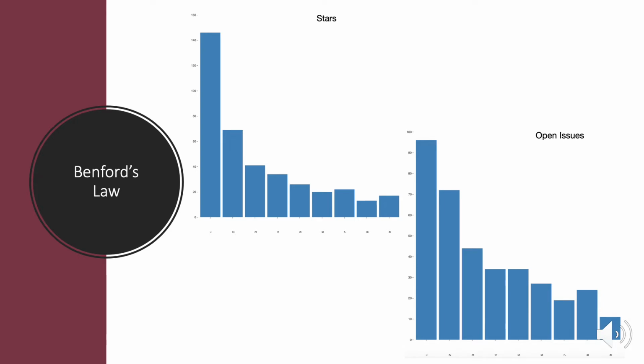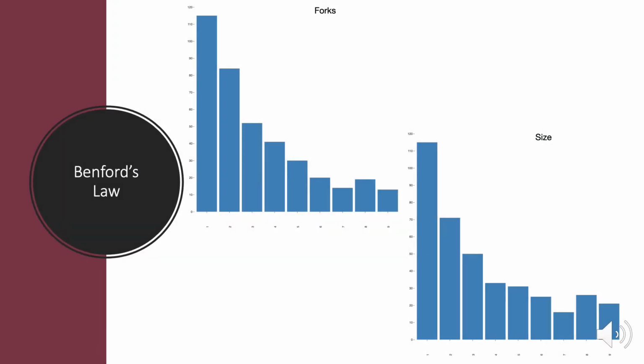For the fun part, I tried to apply Benford's law to all the attributes of repositories, and we can see it holds true. For the stars and open issues, we can see we got a near perfect curve for stars and an acceptable curve for open issues. For the other two attributes, forks and size, we got an almost perfect curve. This also suggests that the data we are using for visualization is not tampered with.